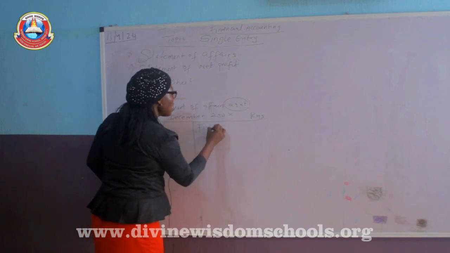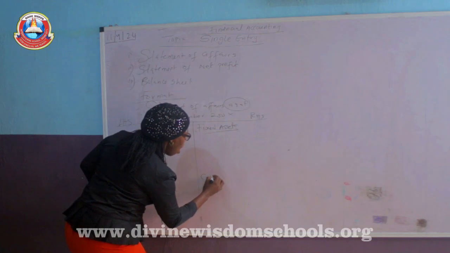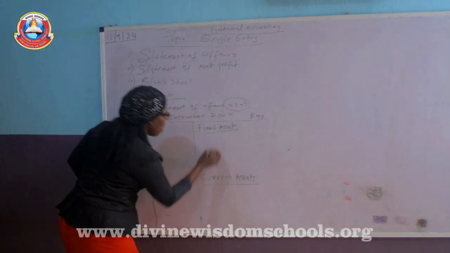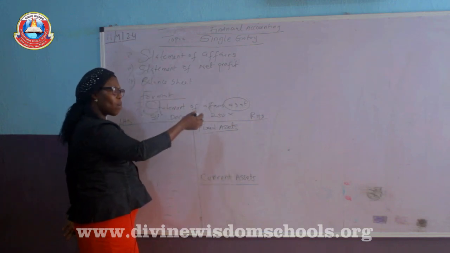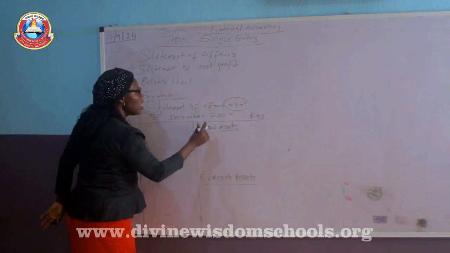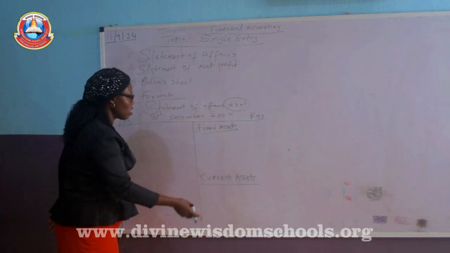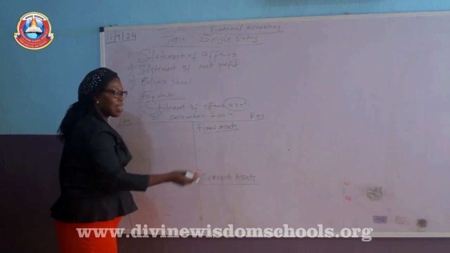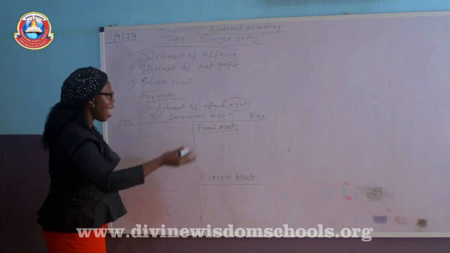So we have our fixed assets. We record all the fixed assets here. We record all our current assets here. After recording all the assets, we add all the fixed assets and the current assets. What are the things that make up these fixed assets? Land and building, motor van, those things that last longer in an organization. While our current assets, what make up current assets? Stock, debtors, prepayments, bills receivable, cash, and bank.